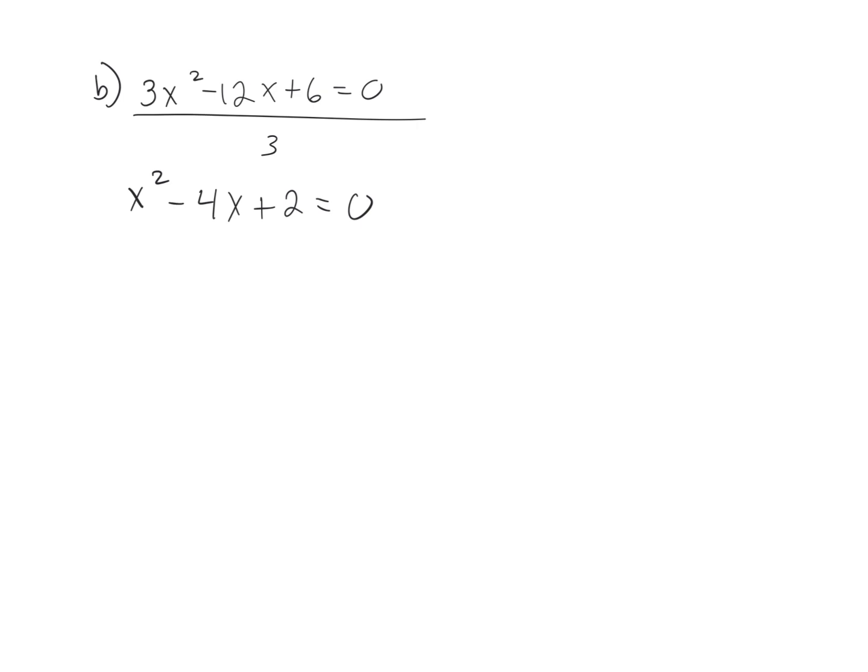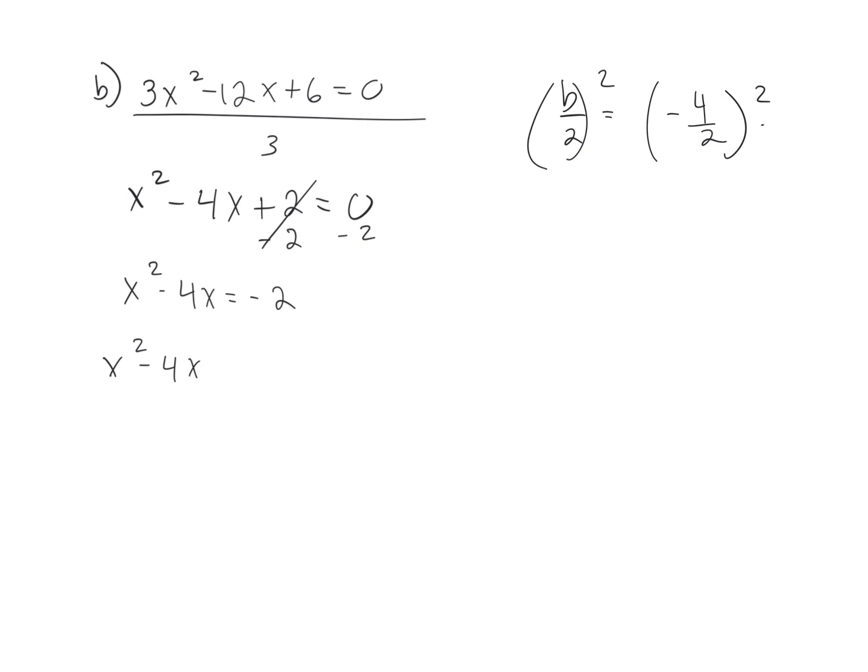Now we can solve by completing the square. So I'm going to subtract the 2. That's going to give me x squared minus 4x is equal to negative 2. Now I'm going to go into that format, so the b over 2 squared. So I'm going to get x squared minus 4x. I'm going to do b over 2 right here. That's going to be negative 4 over 2 squared, which is negative 2 squared, which is 4.